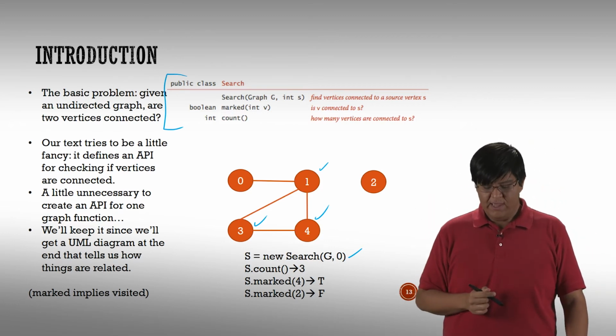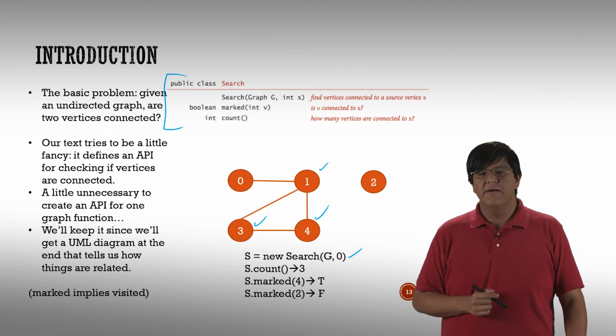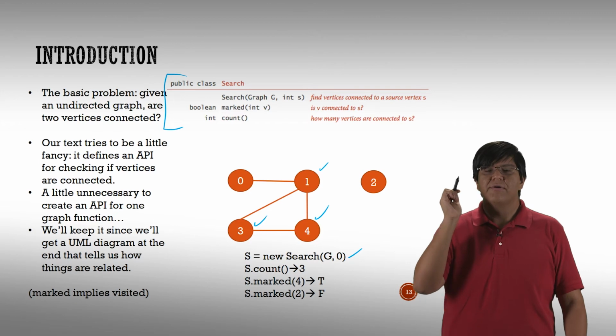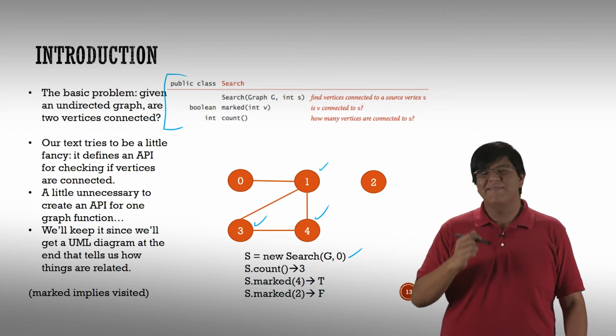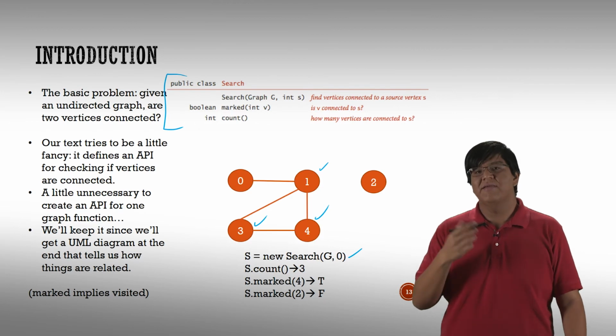Now let's look at the last line. S.marked(2) is equal to F. Basically what that's saying is, is node 2 marked or not? Problem is here it's not. It's false.